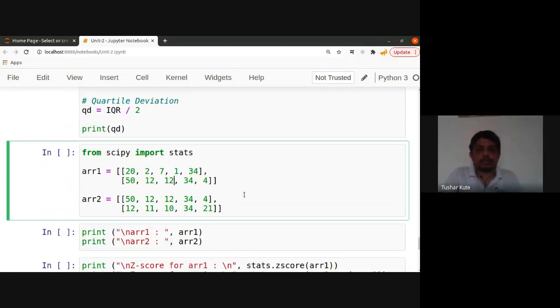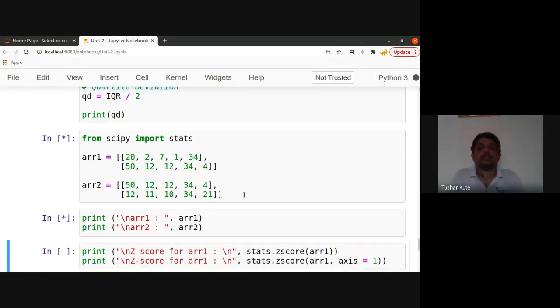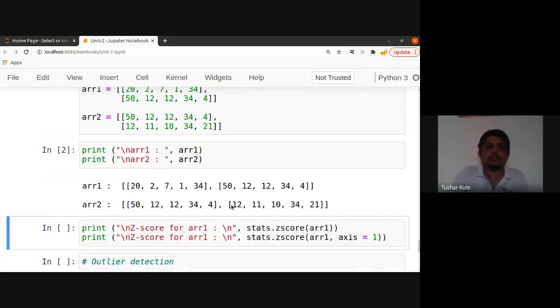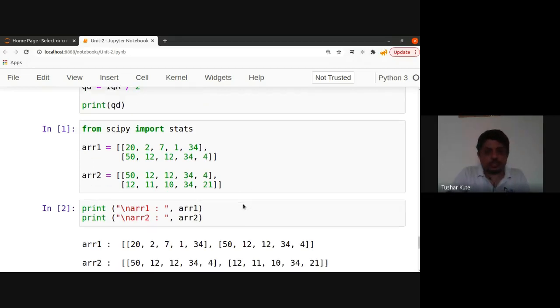So let's see this one. For example, I'm having two different arrays here, two different sets of elements I have just created. See, these two arrays, array 1 and array 2, are two-dimensional arrays. Total number of rows are 2 and columns are 5. Fine. So they are printed here.